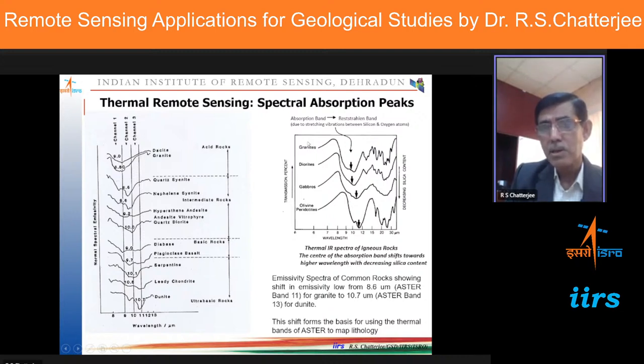Now you see, for example, here there is a broad absorption peak around 10 to 12 micrometer. And from this absorption peak location for the wavelength, you can very clearly identify whether it is an ultra-basic rock or basic rock, or diorites or syenites, that is the intermediate rocks, or the acidic rocks, the granites. The presence of silica, or quartz occurring as a mineral in the rocks.